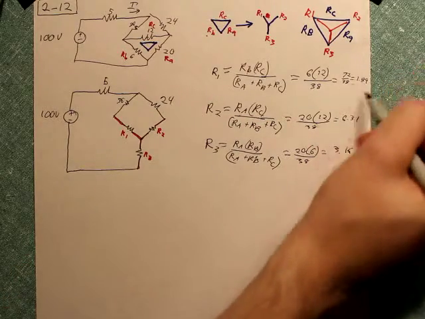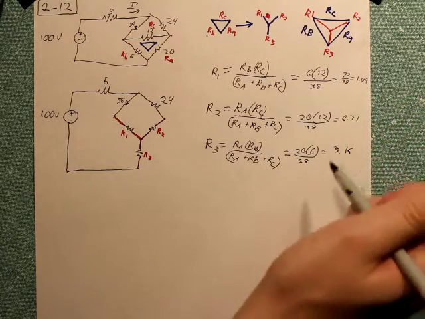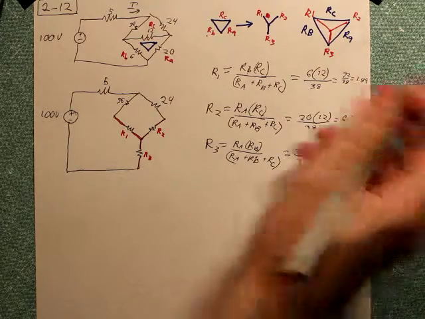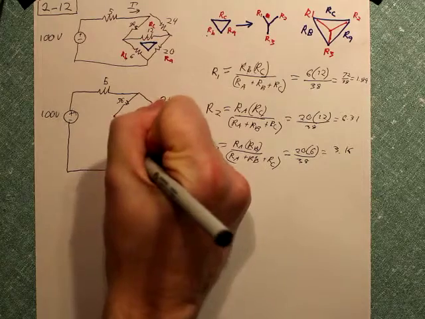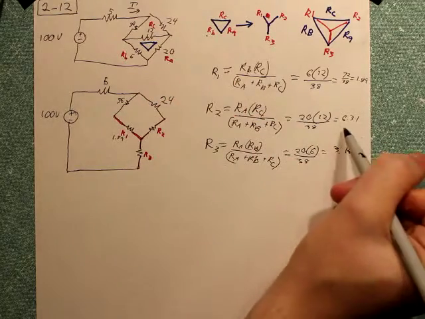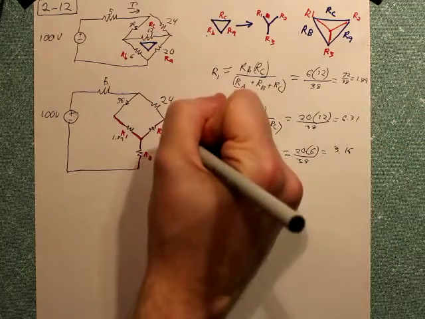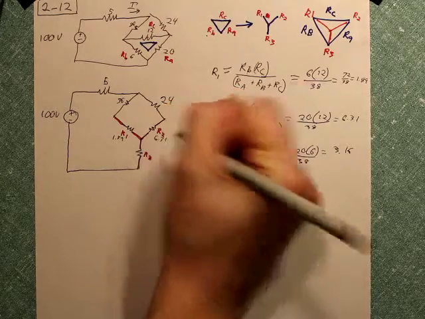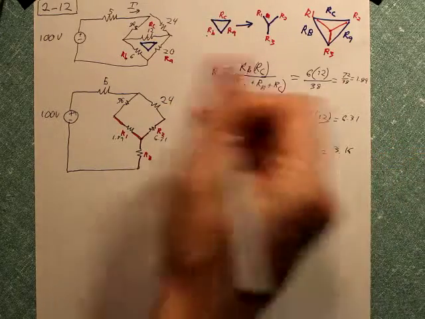Let's see if there's anything else we need on that. No. So these are our values. These are the new transformed values. So 1.89, we're going to pop right in here, 1.89. R2 equals 6.31, and then this is 3.16.